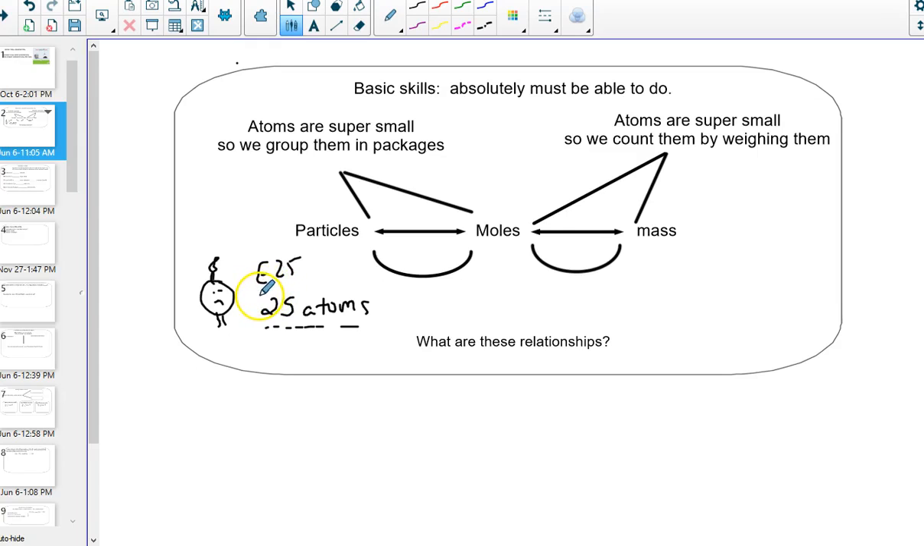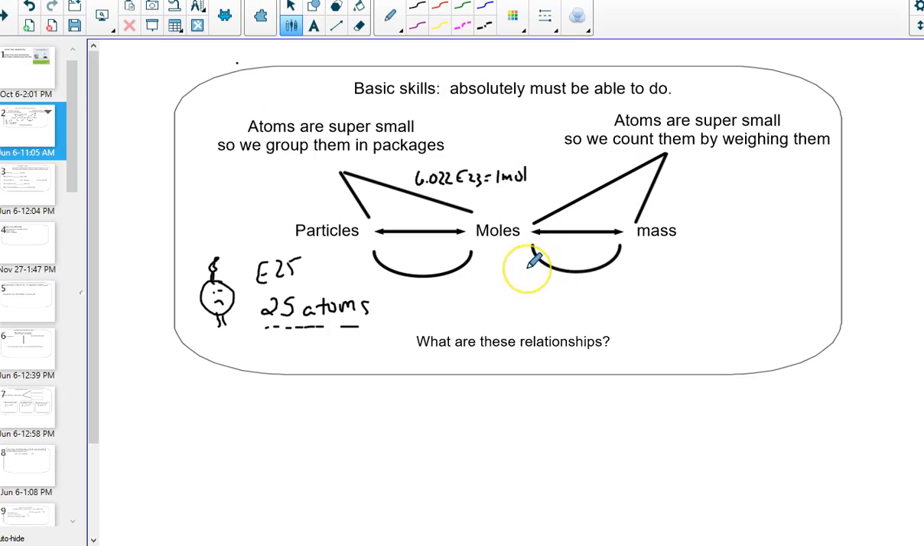They're frustratingly small, and there are so many of them that we package them in moles. So in this case, we'll make sure you understand that 1 mole equals 6.022 × 10^23 things equals 1 mole.